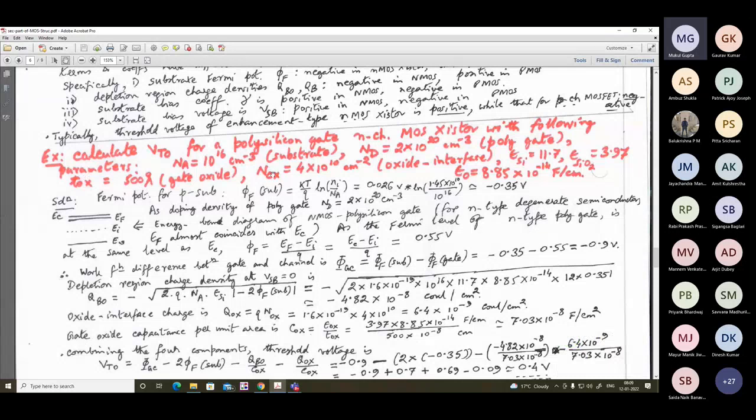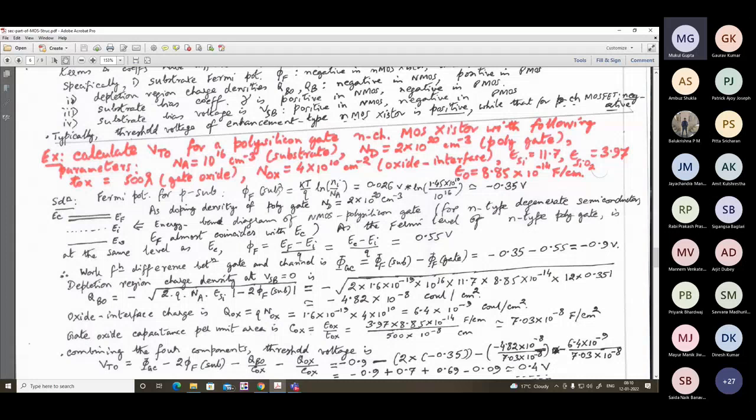Then this is the positive sodium ions concentration, NOx, present in the oxide interface. That's why it is called NOx, subscript OX, and it is 4 into 10 to the power 10 per centimeter square. The dielectric constant of silicon is 11.7. The dielectric constant of silicon dioxide is 3.97, roughly 4. And this is the free space permittivity, epsilon 0, which we write as 8.85 into 10 to the power minus 14 farad per centimeter. And how to calculate? Remember that there are 4 components for the threshold voltage. So the first component is related to the difference of work function.